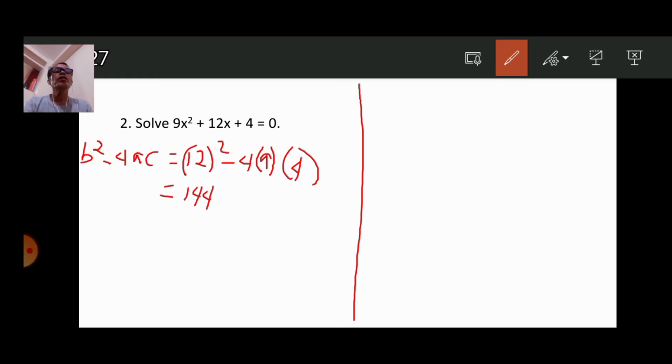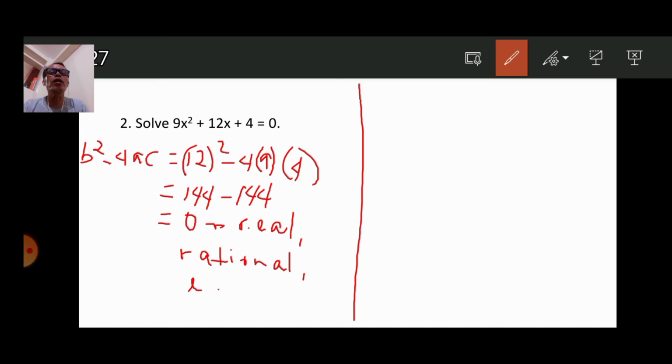12 squared is 144, minus negative 4 times 9 is negative 36 times 4 is negative 144. So it is equal to negative 144 plus negative 144, which is 0. So therefore, the roots are real, rational, and equal.